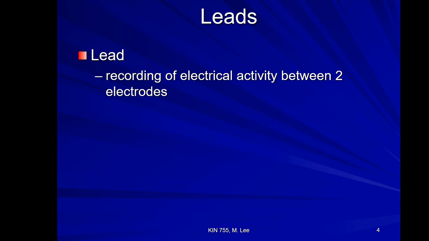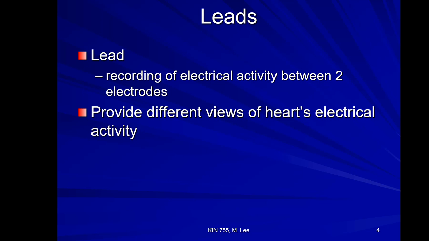So the concept of lead. A lead is a recording of electrical activity between two electrodes. Some leads only have one electrode, but let's say you have two electrodes. One of those electrodes is generally considered to be positive, the other is negative. So any electrical activity that's occurring between those electrodes is going to record something on that lead. So a lead is basically a recording of the electrical activity between two given electrodes.